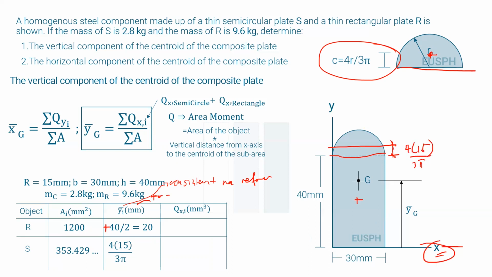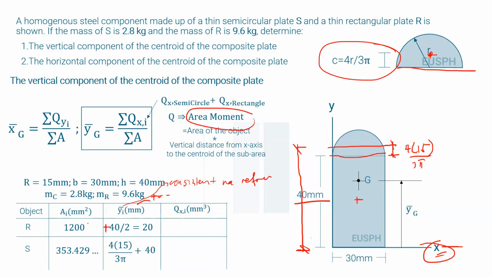Ibig sabihin, yung 4 times 15 over 3 pi, ito lang yun. Kailangan natin galing doon sa x. So, anong i-add natin? 40. Ito na yung buong y-bar na hinahanap natin. Plus 40. Okay, now we're ready to multiply. Again, yung A tsaka y bar I na to, ito lang yun. Yung sa area moment. No?